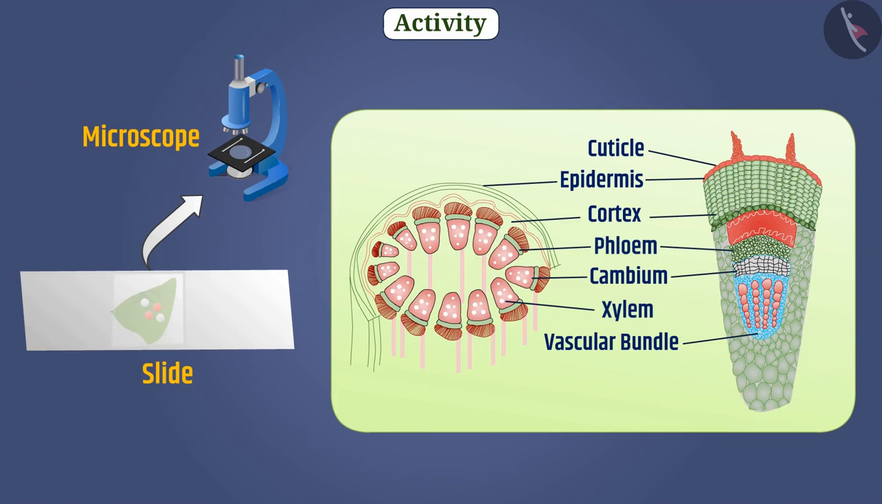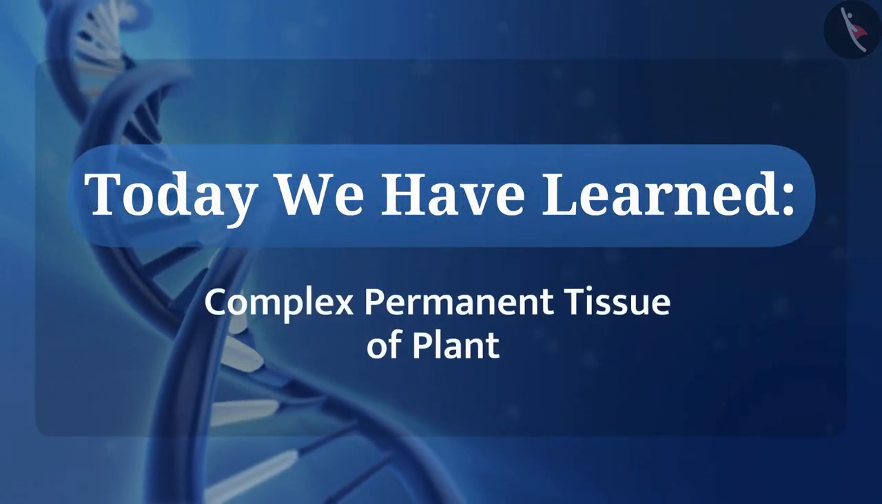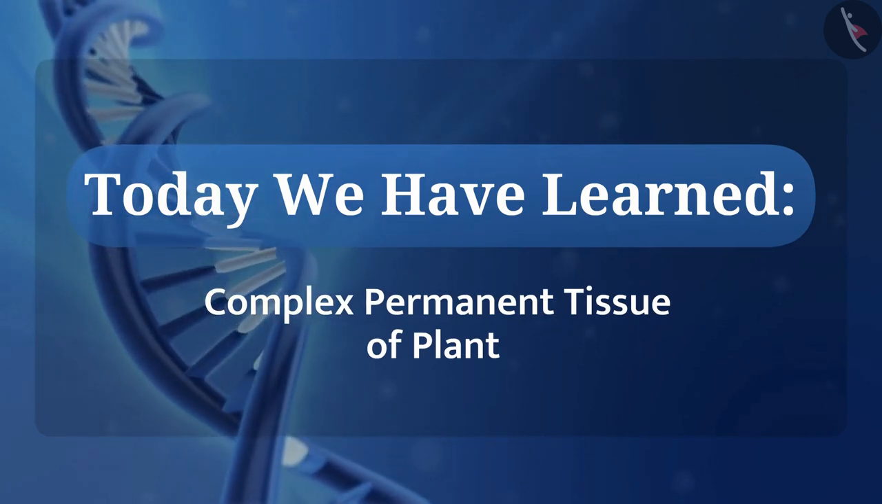We can see that in the figure, the structure of all cells is different. That is, in stem, different types of cells are present. In this figure, we can also see the position of complex permanent tissue, xylem and phloem in stem. From this figure, we get to know how different cells form a group, that is, tissue. All these tissues perform different functions in plant. In this way, today we learned about the complex permanent tissue of plant.